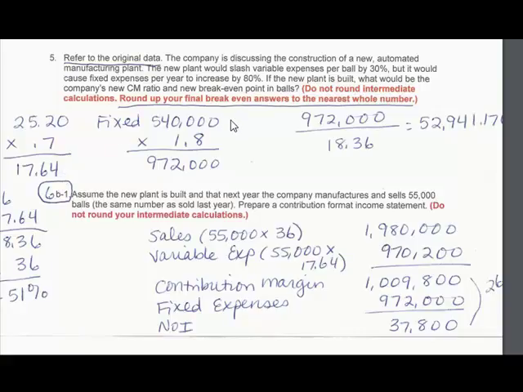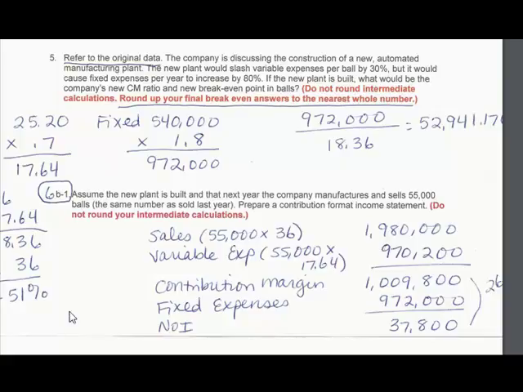Now my fixed expenses of 540,000 are increasing by 80%. And here's a shortcut for figuring out the new amount of fixed expenses: multiplying by 1.8. I also could have multiplied this figure by 0.8 and added it on to the 540,000, and I would have gotten this same number. So now they're saying, if we go ahead and do this and build a new plant, what would be the company's new CM ratio and new break-even point in balls?